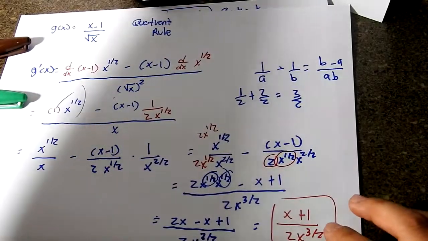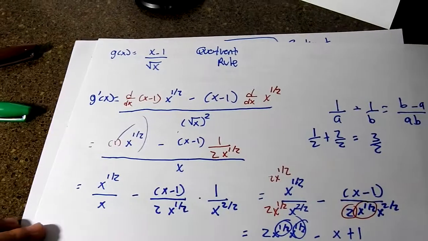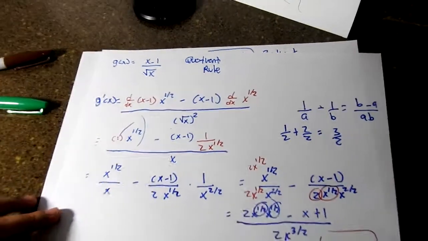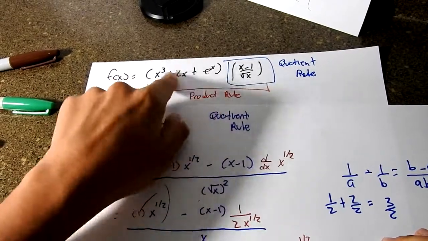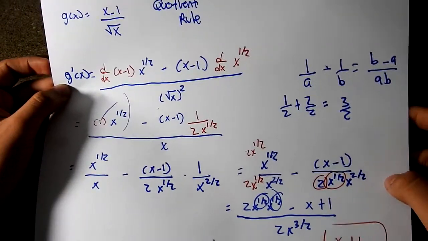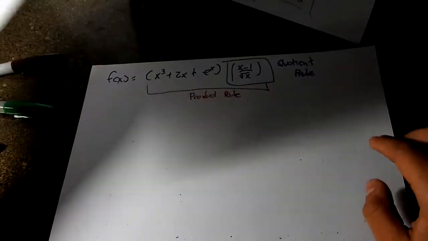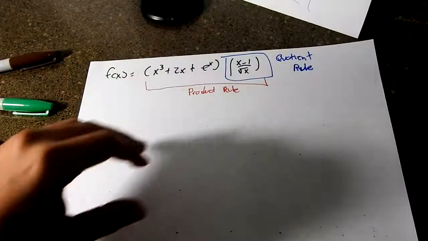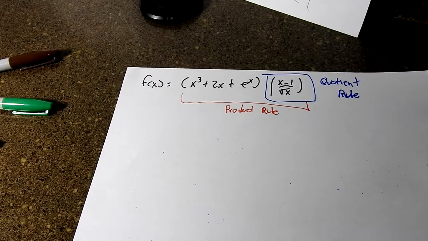We did the first step. The only thing I did here is I just solved the derivative of this part over here. I haven't touched the other part. So now we know this. We know the derivative of this is x plus 1 over 2x to the 3/2. Let's keep it away, and then now let's do the other part.